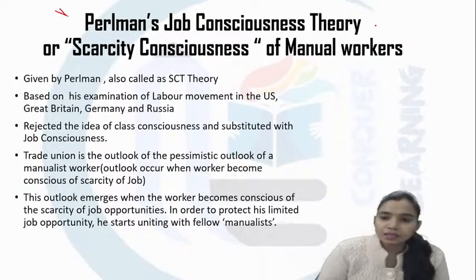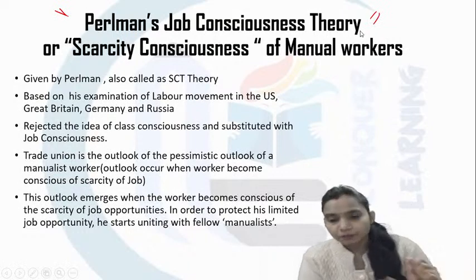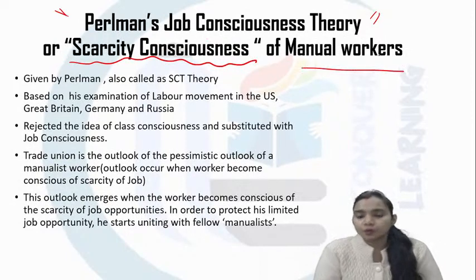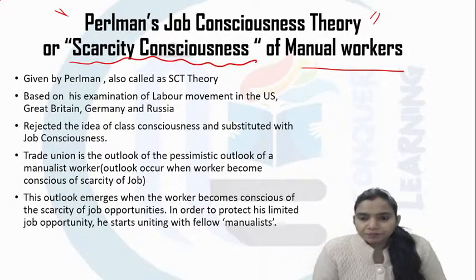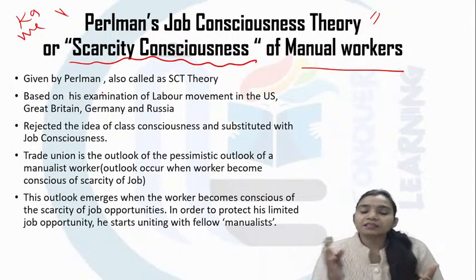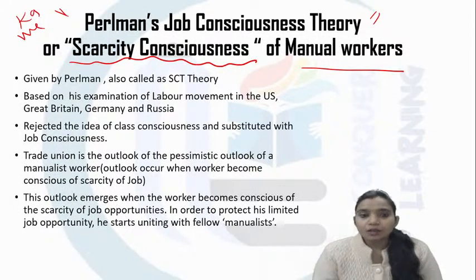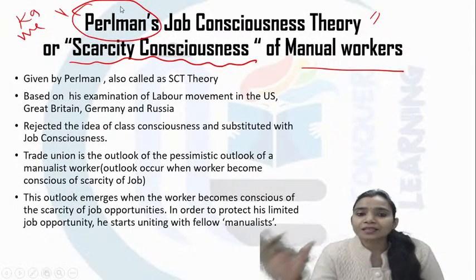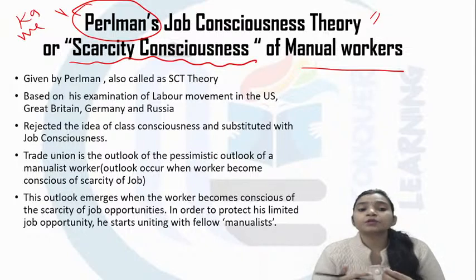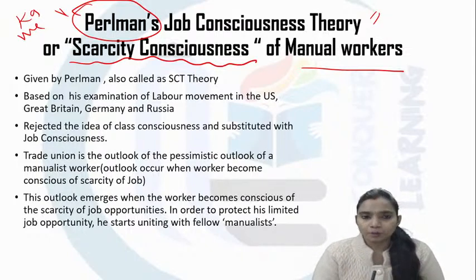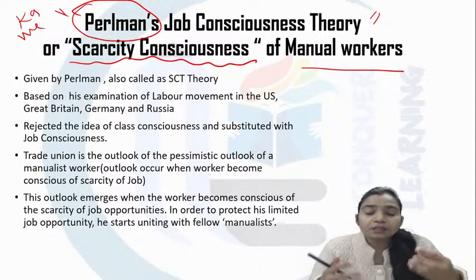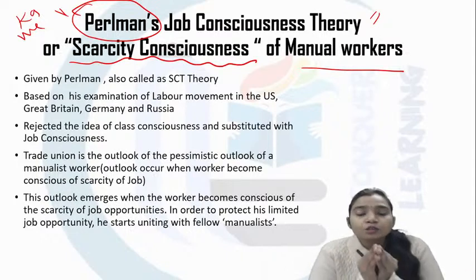The next important theory given is Perlman's job conscious theory. A very, very important theory. This is also called the scarcity consciousness of manual workers. We studied the Webb theory and the Karl Marx theory. Both of them have said that the trade union is the result of what? The class struggle. But Perlman has replaced this class struggle. He said trade union is not formed because of class struggle. Trade unions are formed when there is scarcity of jobs. As soon as the employees or the labor start understanding that there is a scarcity of jobs, they become conscious and they associate together to form the trade union.